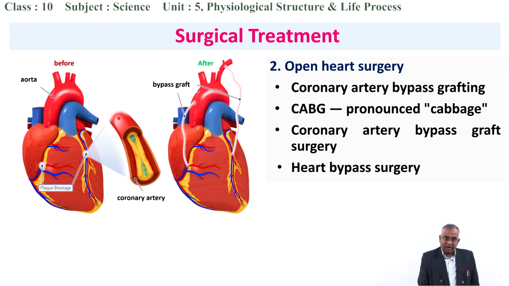Okay, so what happens here? See, consider here is a blockage. In this heart, a blockage is shown here, and another blockage is shown here. Two blockages are found. Then what is done? One branch of an artery is taken. Here are two arteries for the same organ. So for one organ, one is left and another one is taken here, and it is grafted just below the blockage.